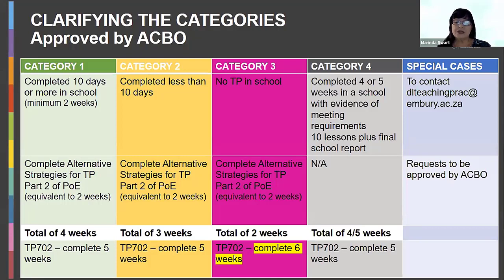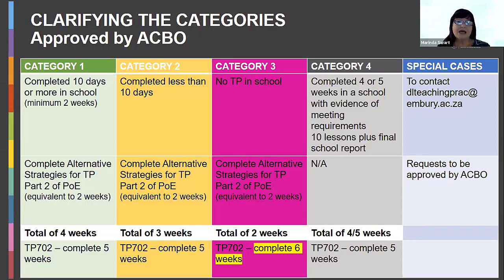Maybe I should just mention at this point in time, remember, all students must do part 1 of the portfolio. However, category 1, 2, and 3 must also do part 2 of the portfolio. This slide focuses specifically on the time that you've lost in schools. All right, so if we go back to category 2, you've completed less than 10 days, you do the alternative strategies equivalent to 2 weeks.